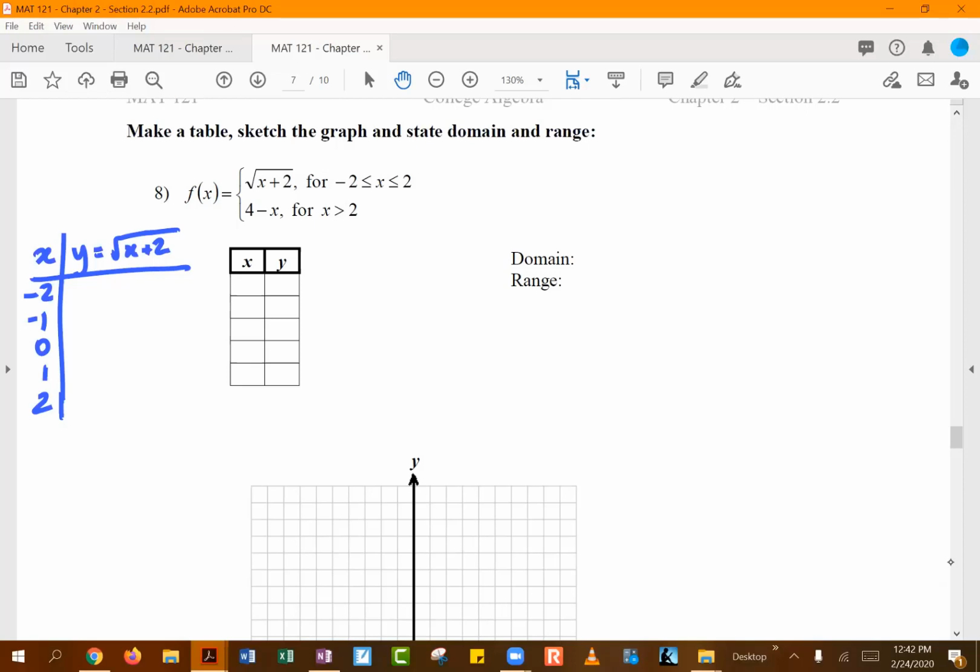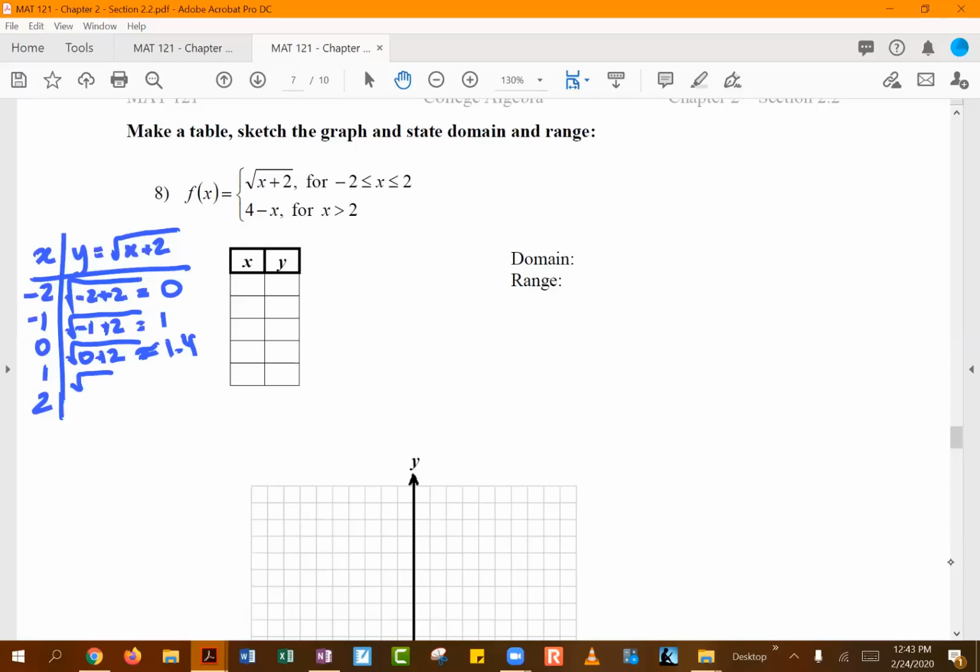So the first one will be square root of -2 plus 2, which will give us what? Yeah, square root of 0, which is 0. For the next one, it's going to be square root of -1 plus 2. Yeah, square root of 1, which will be 1. For this one, it will be square root of 0 plus 2, which will be square root of 2. And what is square root of 2 approximately? 1.4. Yeah, approximately 1.4.